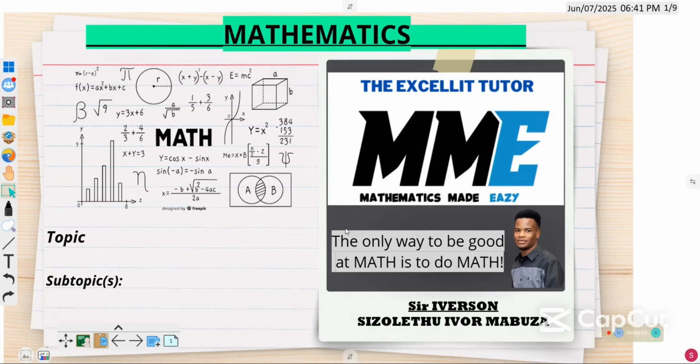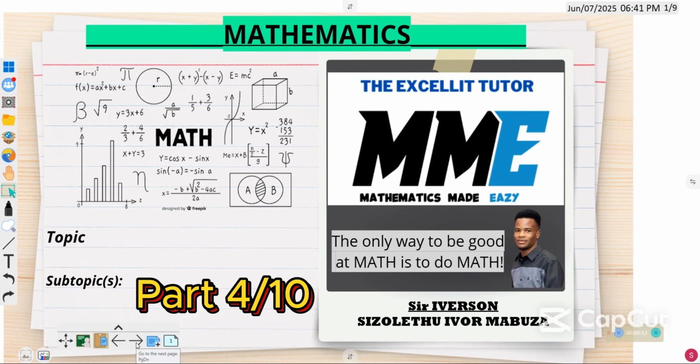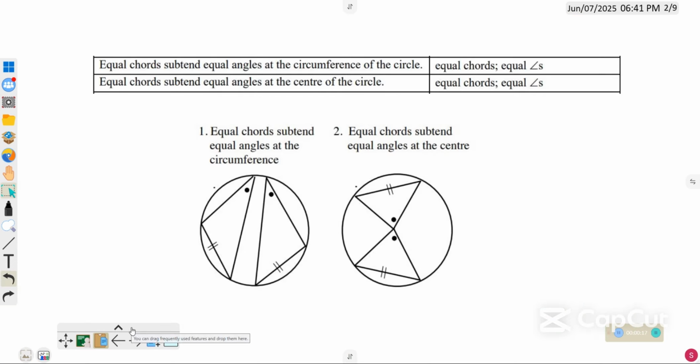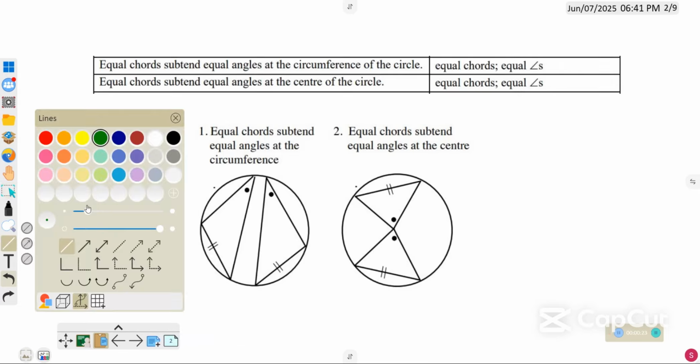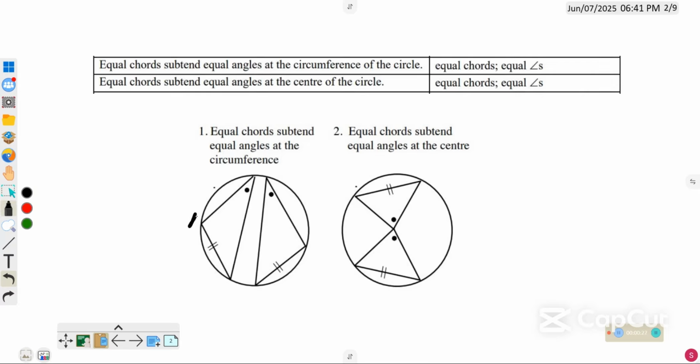Hey, we're back again, and in this video we'll just be looking at the application of the few theorems that we've covered so far. One more theorem before we continue is the one which states that equal chords subtend equal angles at the circumference of the circle. As you can see, we have these two chords right here. I can call this one chord AB, and that is called CD.